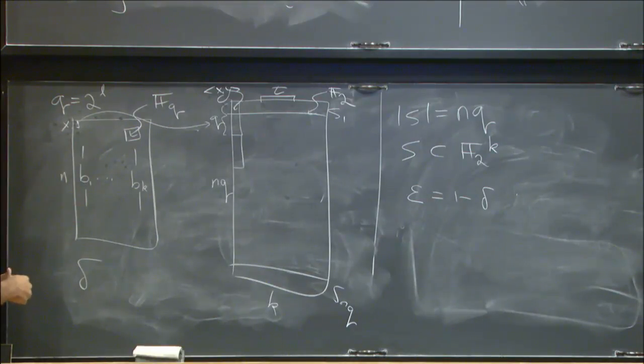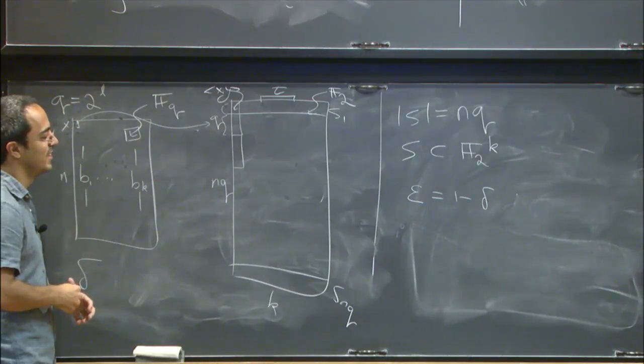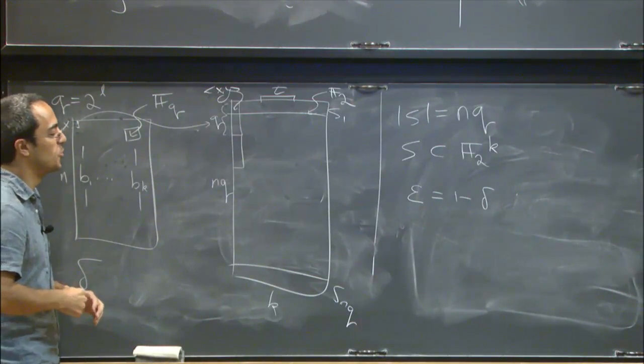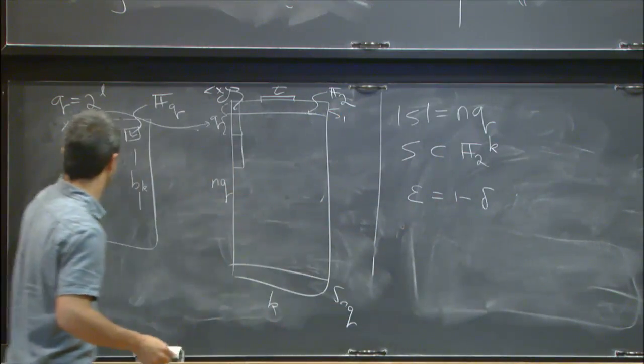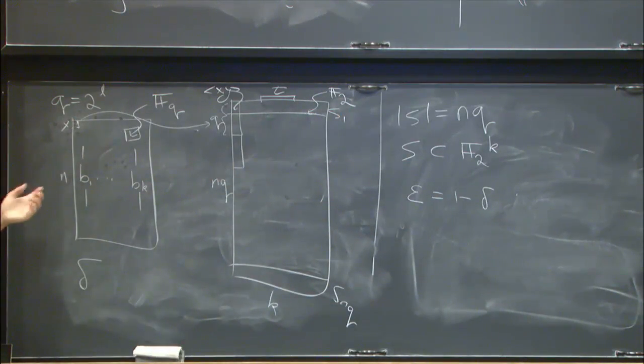Oh, sorry, delta. Yeah, delta will be very small, close to one. Right. So this fraction of zeros here, a zero gives you a bias. Is this okay? Okay.